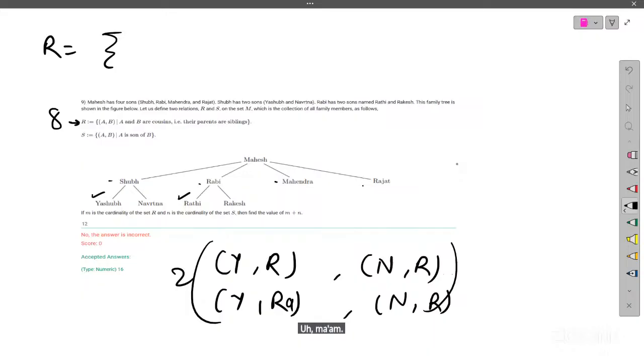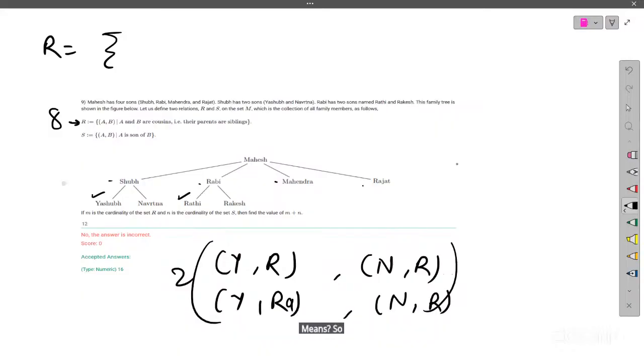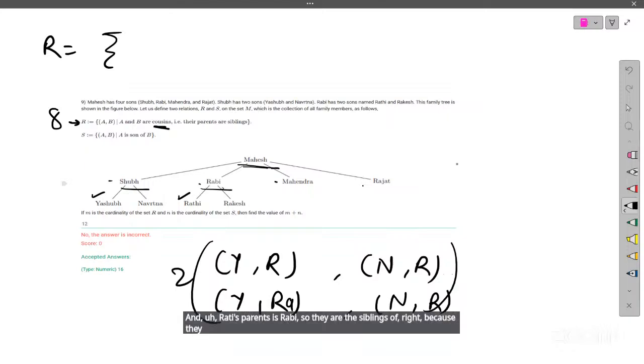Wait a second, ma'am, just one little question. We will just count the number of pairs and not the symbol where zero is cut by a vertical line, right? Here they are explicitly asking about cousins. Cousin means whose parents are siblings. Yashub's parent is Shub and Rathi's parent is Rabi, so they are siblings, because they are the son and daughter of Mahesh.